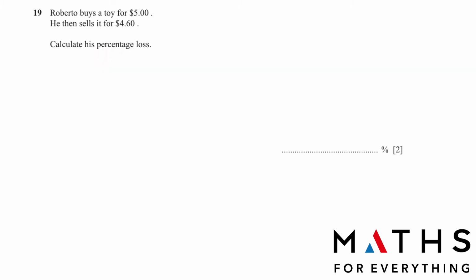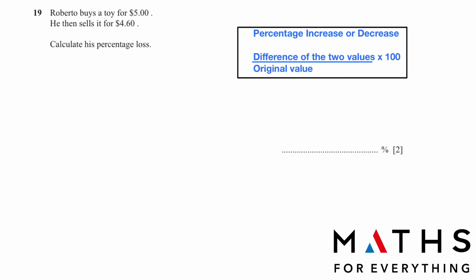Whenever you have a percentage loss or gain, there's a formula that we use. Percentage increase or decrease, percentage loss or profit or gain, we use this formula, the difference of the two values. Whether it is increase or decrease doesn't make a difference. Difference of the two values. So the difference between the cost price and the selling price. So 5 minus 4.6 divided by your original value or your cost price.